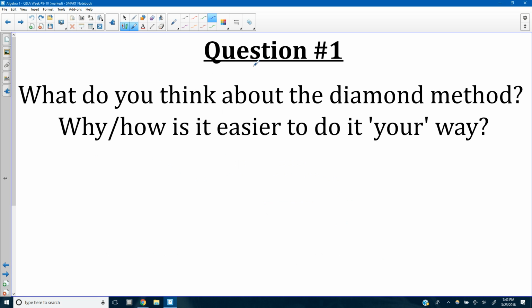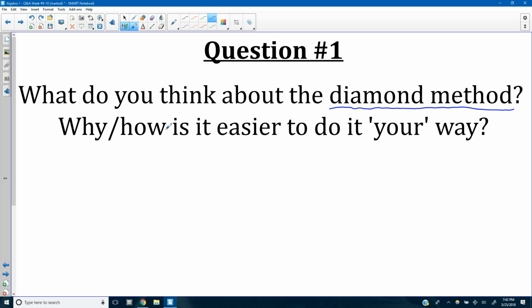And we'll start with question number 1 here. The first question that's being asked is, what do you think about the diamond method? Why or how is it easier to do it your way? Okay, so if you don't know what's being asked here, this particular individual asked about something called the diamond method, which I know that this student does, and I know some other students have learned it as well.